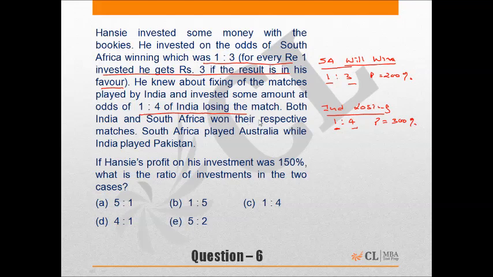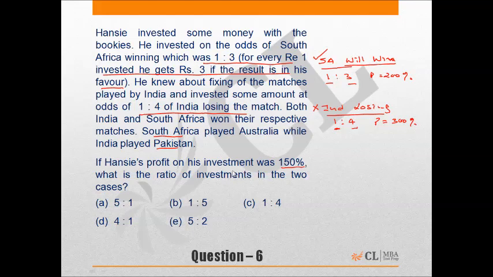Both India and South Africa won their respective matches. In the case of South Africa it was in his favor, in the case of India it was against him. South Africa played Australia while India played Pakistan. Hansi's profit on his investment was 150%. What is the ratio of investment in the two cases?